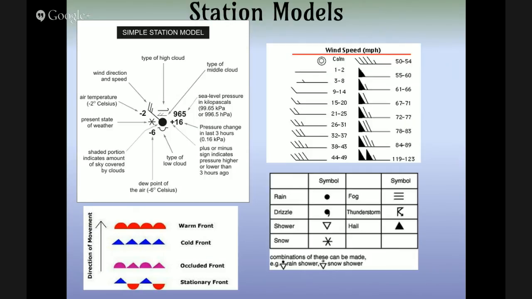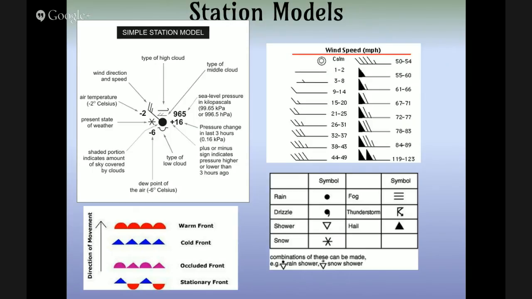Air temperature is measured in Celsius. And so here you have -2 degrees, which means it's 2 degrees below freezing. The present state of weather, you use your key for that, and it looks like it's snowing. The shaded portion indicates the amount of sky covered by clouds, so completely overcast. The dew point is again in Celsius, so here we see a -6 degree dew point.